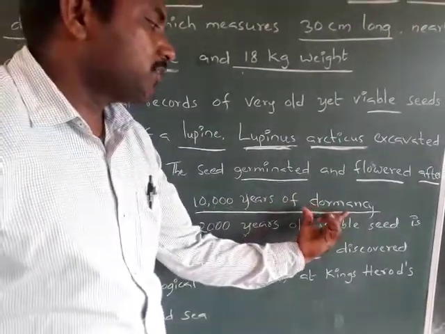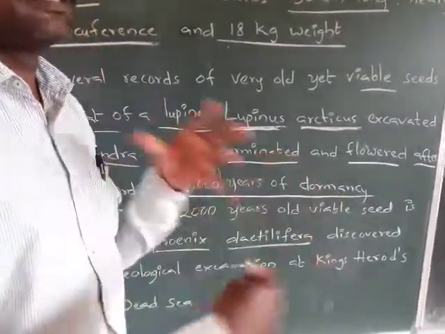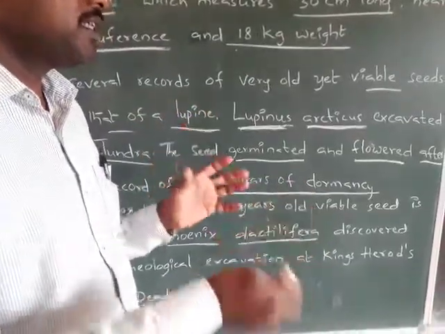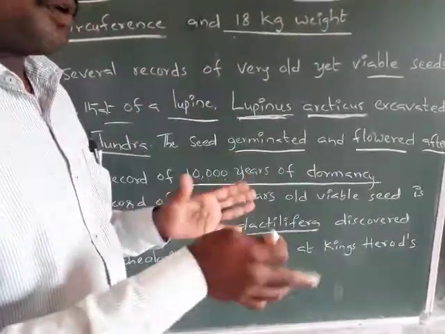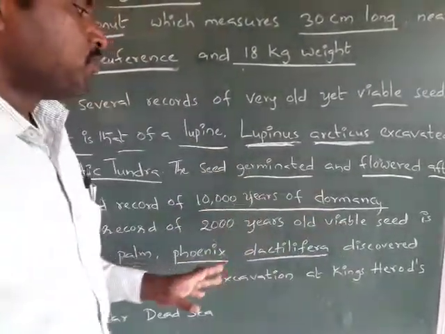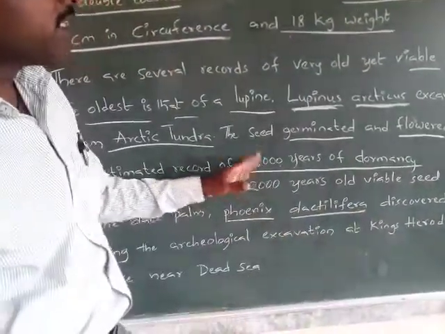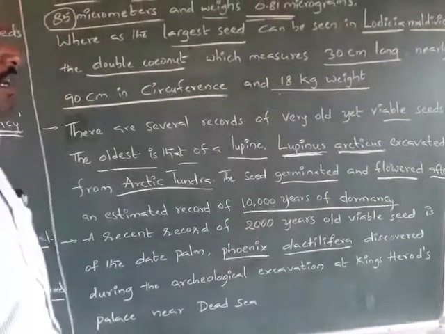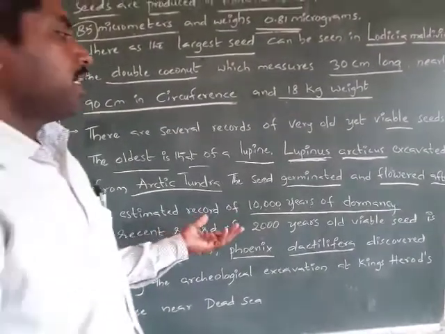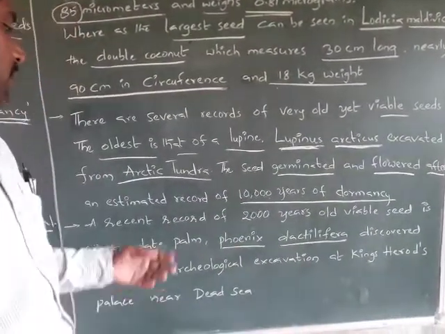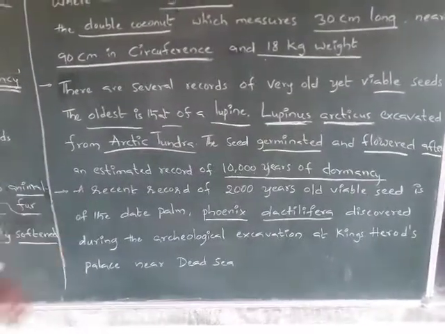Here dormancy means an inactive condition. The metabolic activity is partially stopped. After the 10,000 years of dormancy, the Lupinus arcticus germinated and flowered.